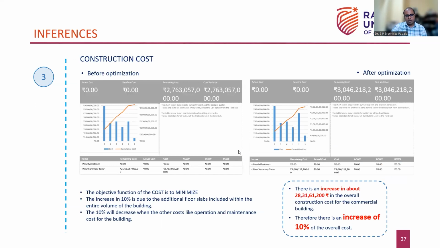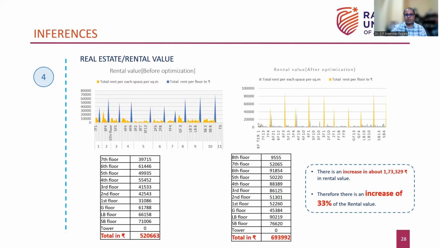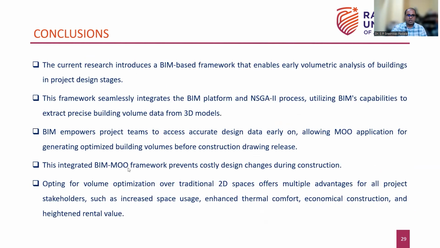But one contradictory finding is that construction cost is not decreasing, because when you go with volume changes, every floor will not have the same height. That increases the construction cost, but only slightly, around 10%. This is compensated by rental value. We have enhanced rental value by 33%, so even if I subtract that 10% increase in cost, the net rental value gain is 23%. What I'm showing here is that the rental values, floor-wise, have also increased.